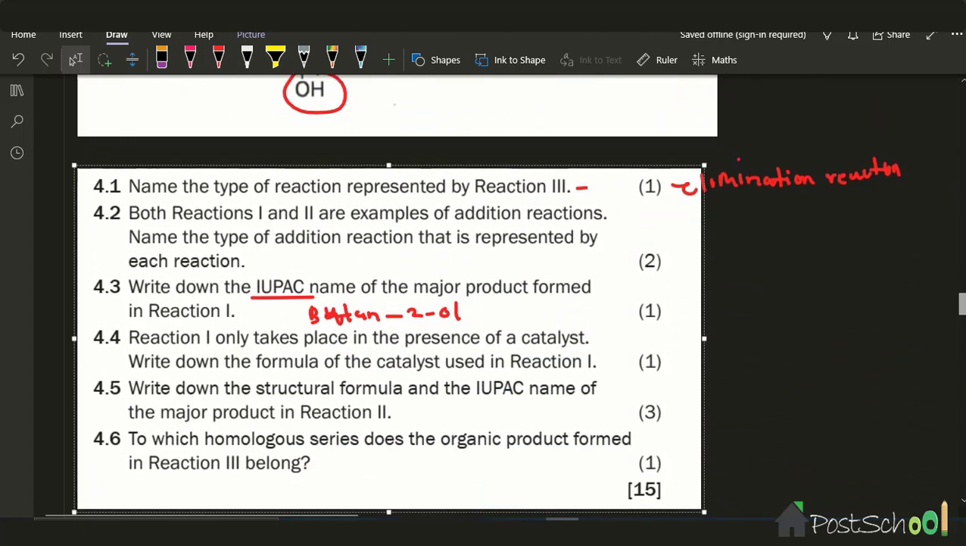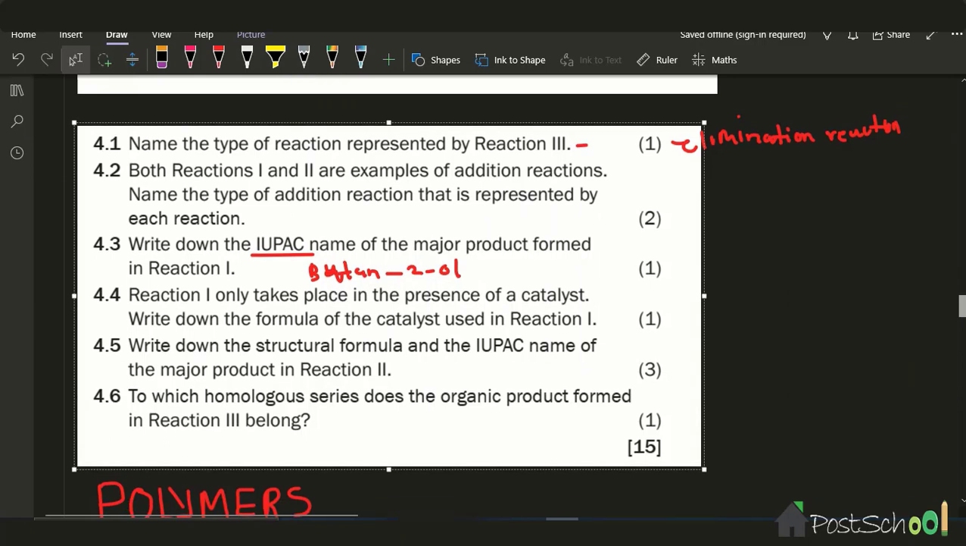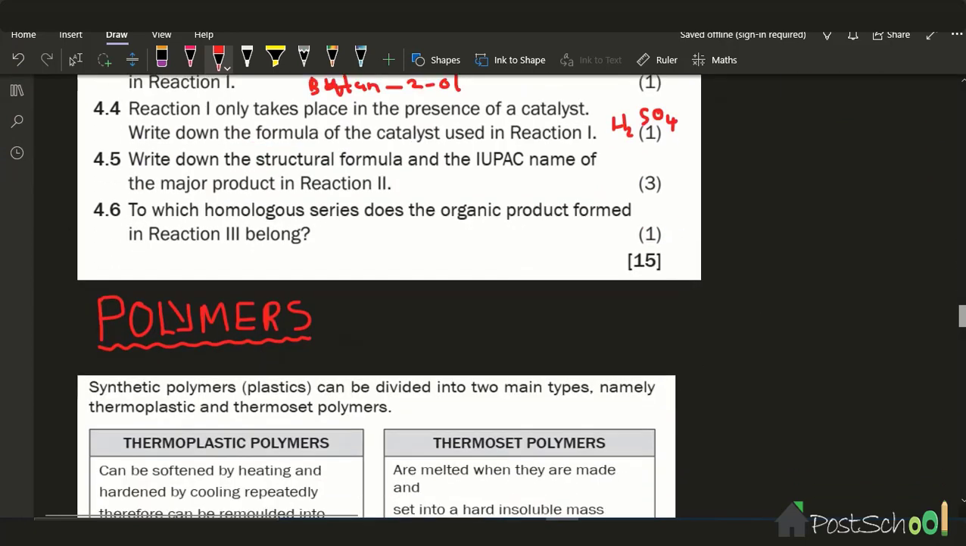And then size la reaction 1 only it takes place in the presence of a catalyst. Write down the formula of the catalyst involved here. Addition reaction involves H2SO4, a strong acid. And then write down the major products. Write down the structural formula and the IUPAC name of the major products in reaction 2. They want the IUPAC name together with the structural formula.